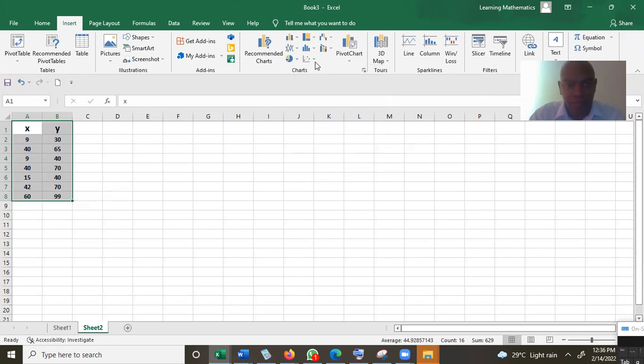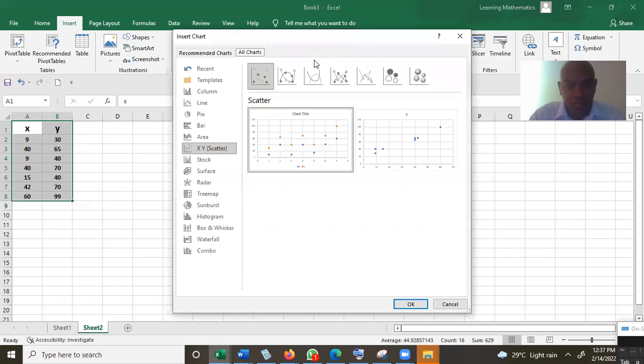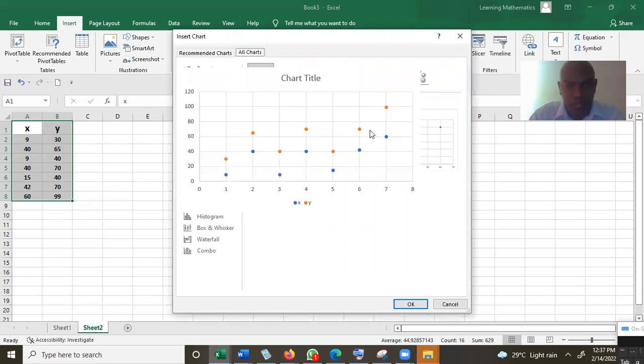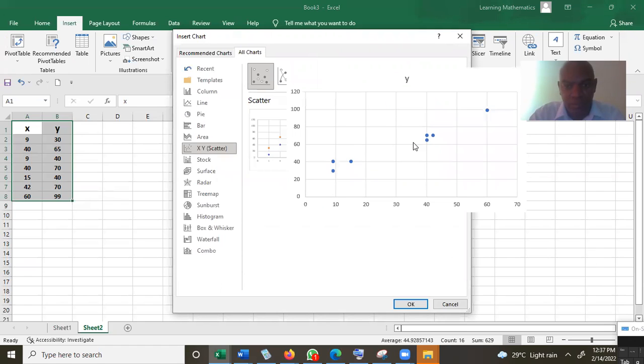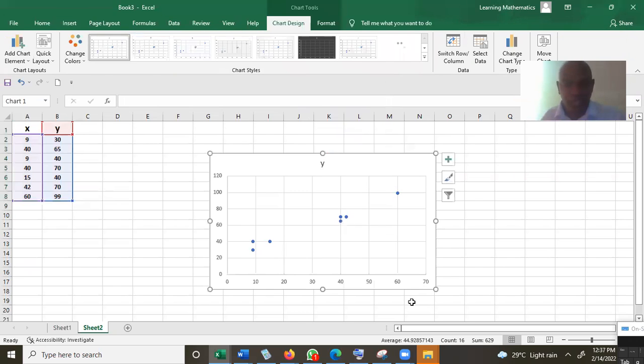Let's just go to the normal scatter plot. Then we can click on this one right there, the XY scatter plot. All right, so here's the scatter plot of X and Y, showing you how your score increases as your X increases. These are the scores and these are the hours of study.